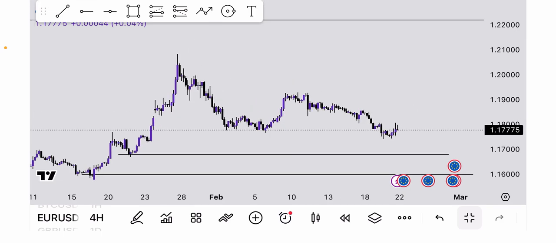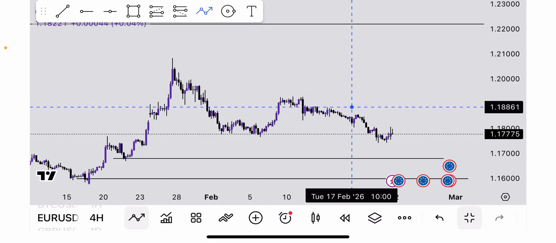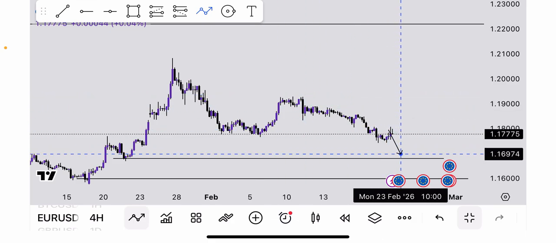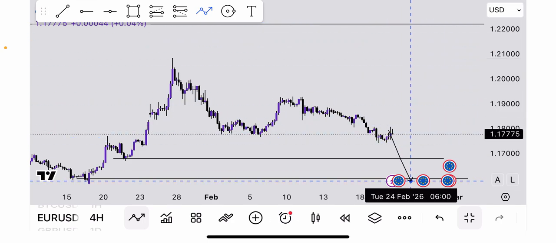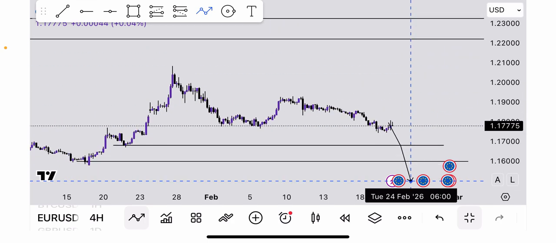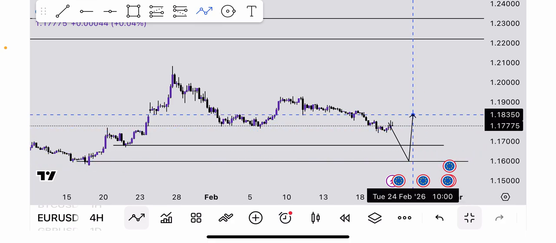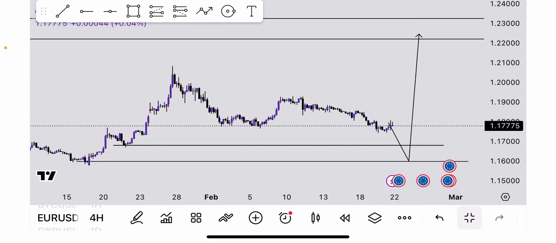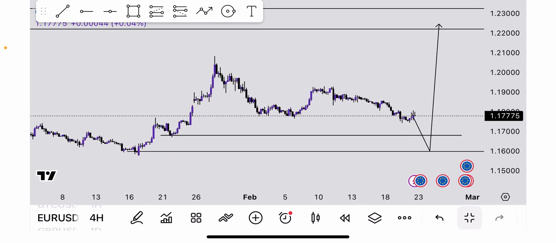We're expecting the market, on Monday next week, to come and grab liquidity here and push up, or grab it from this place, grab it from this second liquidity and push up. So this is our expectation. This is how to analyze the market. This is what we call top-down analysis.